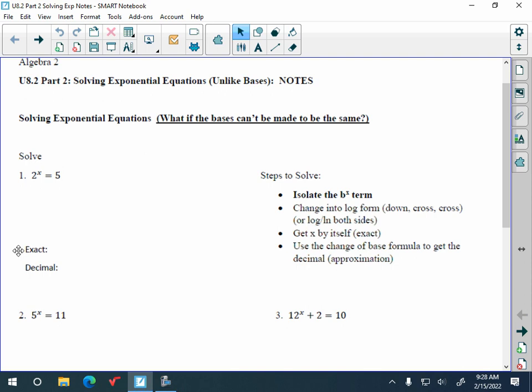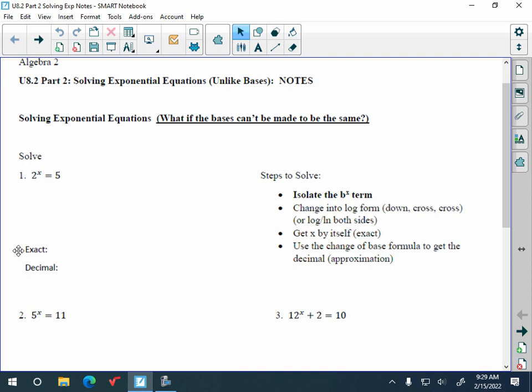But if we approximate what the answer should be, you can just plug some numbers in for x. 2 to the first is 2, 2 to the second is 4. We're getting close to 5. 2 to the third is 8, so now we're over 5. So we know the answer has to be somewhere between 2 and 3, some decimal. And so we want to find the exact answer. So instead of just guessing and checking and plugging numbers in, we can actually use some algebra to do it for us.